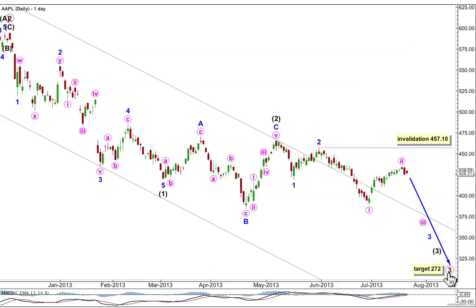The target for primary wave 3 remains the same. At 272 it will reach 1.618, the length of primary wave 1, and when I know where intermediate waves 3 and 4 within it have ended, I will calculate this target at another wave degree, at intermediate wave degree, so at that stage it may widen to a small zone or it may change.